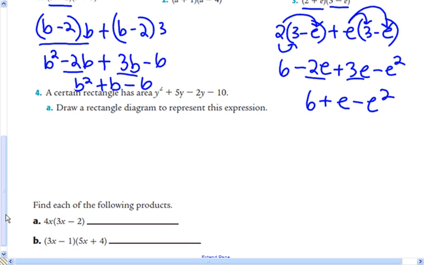All right, number 4 says a certain rectangle has an area y squared plus 5y minus 2y minus 10. Draw a rectangular diagram to represent this expression. So let's start with the square for our y squared. So that part is y squared. All right, and we're going to have to add on to that 5y, so I'm just going to tack on a little bit on the end here. On the y side, we'll add 5 here.